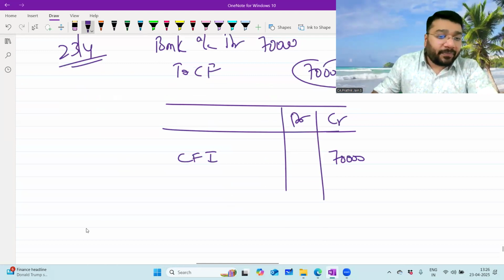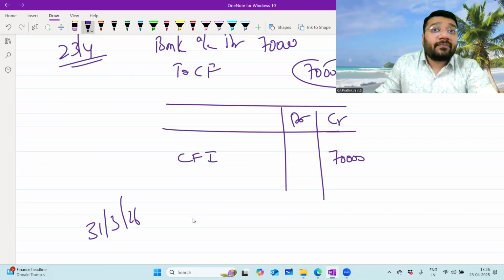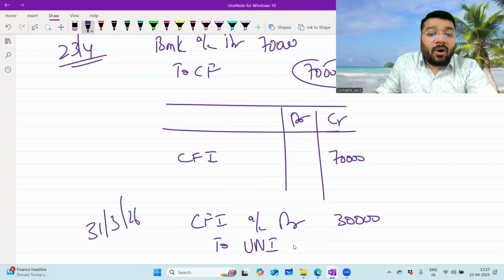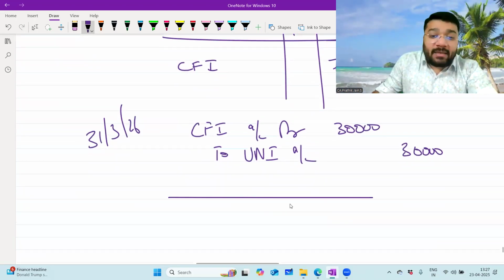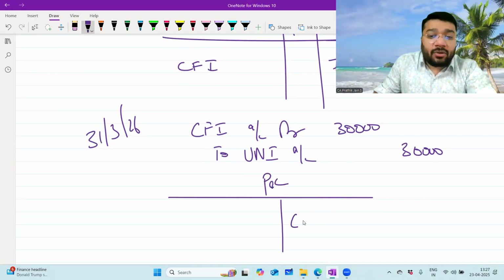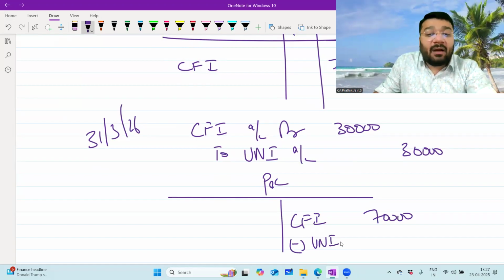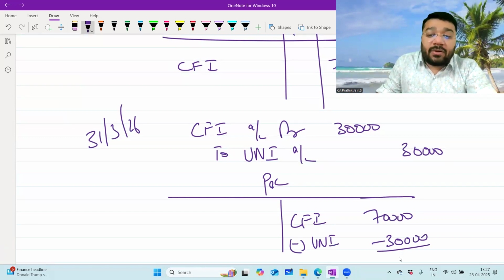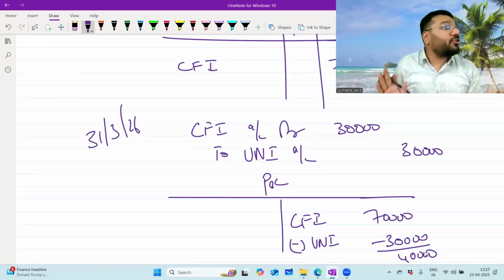After that, you did the auditing. On 31st March 26, you pass a rectifying entry. What is the rectifying entry? Coaching fee income account debit, that is reversal of income, to unearned income or income received in advance, 30,000. After this entry, what is the impact in the P&L? In the P&L, coaching fee income is initially 70,000, minus unearned income or income received in advance of 30,000. How much is the balance? 40,000 rupees is the correct income of the current year, because I'm providing the service for 40,000. So income also for 40,000 should be recorded.